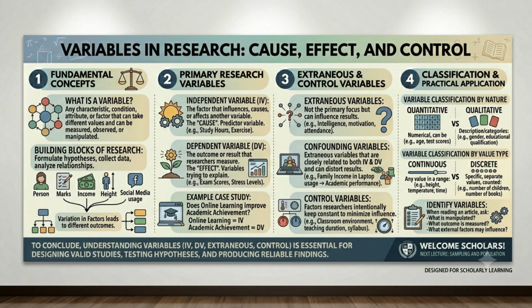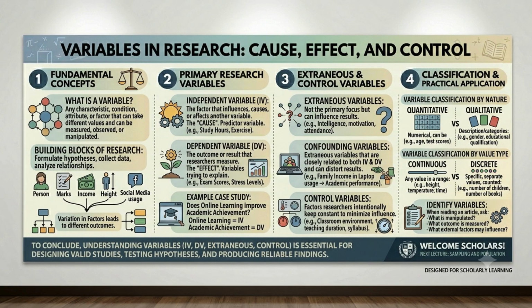One special type of extraneous variable is called a confounding variable. A confounding variable is an outside factor that is closely related to both the independent and dependent variables and can distort the results of the study.